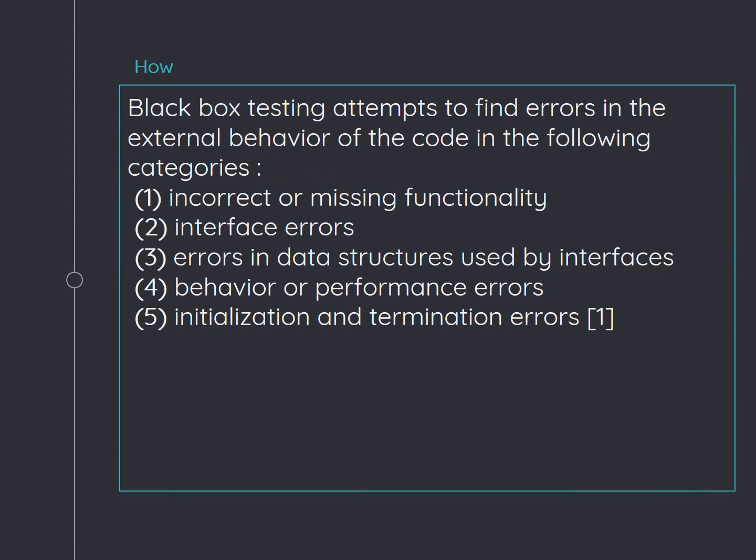How does black box testing attempt to find errors? There are several categories. First, incorrect or missing functionality. Second, interface errors. Third, errors in data structures used by interfaces. Fourth, behavior or performance errors. And finally, initialization and termination errors.